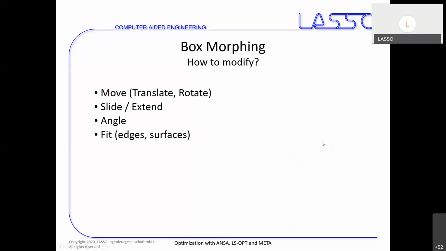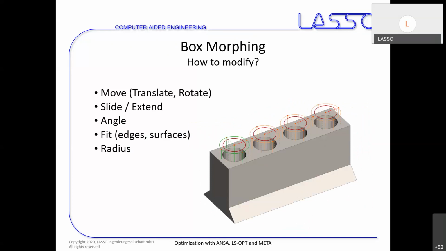For cylindrical boxes, we can modify the radius. You can also have some nested cylindrical boxes with some consecutive radii. So more than one radius can be changed with a cylindrical morphing box. Here the inner radius of this cylindrical morphing box is changed. And also some more functions are available.